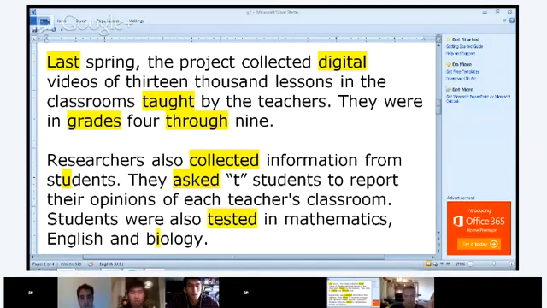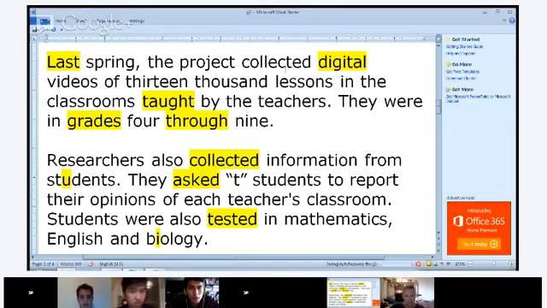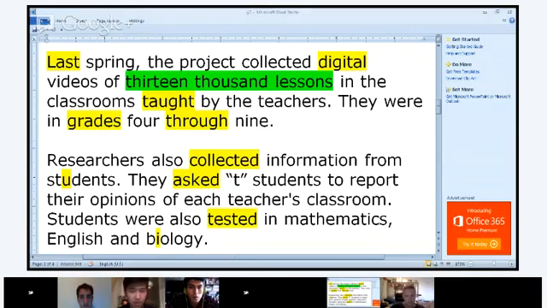If I can ask all of the students to participate, what is the information here? What information did they collect? They collected digital videos, 13,000 lessons. Okay, great. 13,000 lessons. That's impressive.